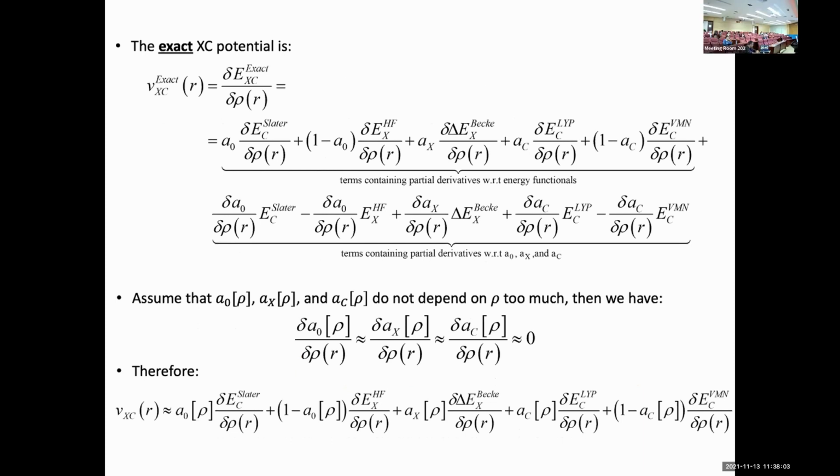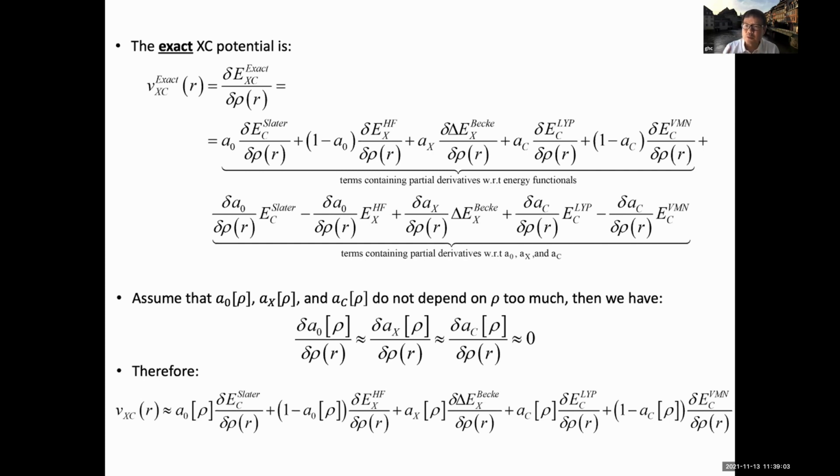Now, let's assume, because it's difficult. In principle, I believe we should be able to get A0 of rho, but that's a topic we may touch upon later. Almost 20 years ago, we said, let's make an approximation. Let's say the A0, AX, and AC functionals do not depend on rho that much. They are roughly 0.8. Therefore, we set the functional derivatives with respect to A0, AX, and AC to zero. We then get the same form for the exchange correlation functional as B3LYP, except that A0, AX, and AC have to be different for different systems.